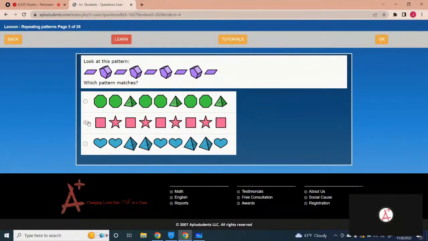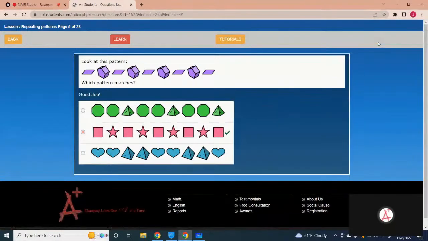The second option is the correct one, because in the first one, the first figure repeats itself twice, then one, again twice and one. The same is the case for the third option. Two of the hearts, then two of the prisms, then again two of the hearts and two of the prisms. Just this one matches because a single square and a single star. Got it? So just select the correct option and click on the OK button.